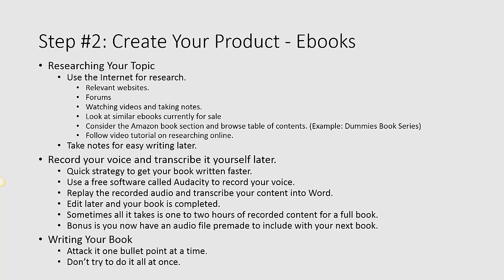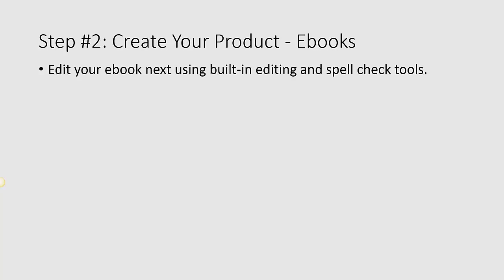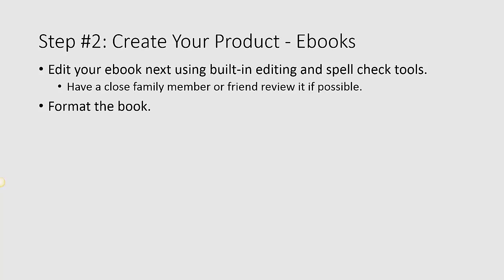It's going to get intimidating, and that's why it really helps if you outline it out, as we proposed in the previous few slides. You want to edit your ebook next using built-in editing and spell check tools. Again, we're all about free solutions. There's no need to pay for a lot of editing services. Find a close family member or friend to review it if possible. If they'll do it for free, most of the time friends and family are very supportive, obviously, of what you're trying to do. They may help take a look at it.